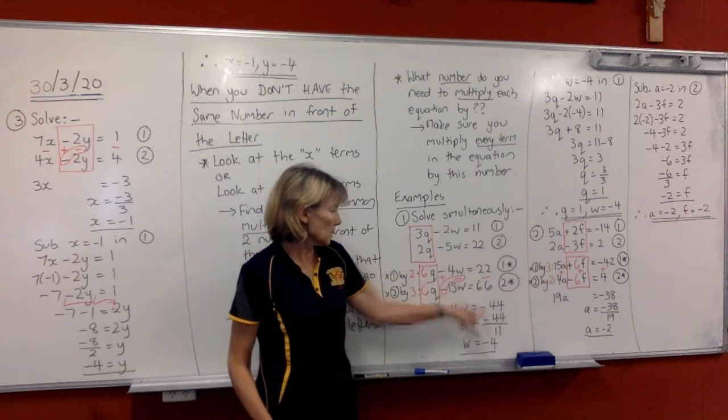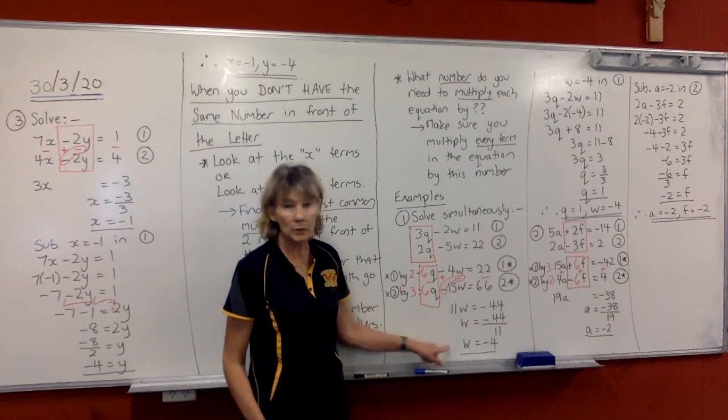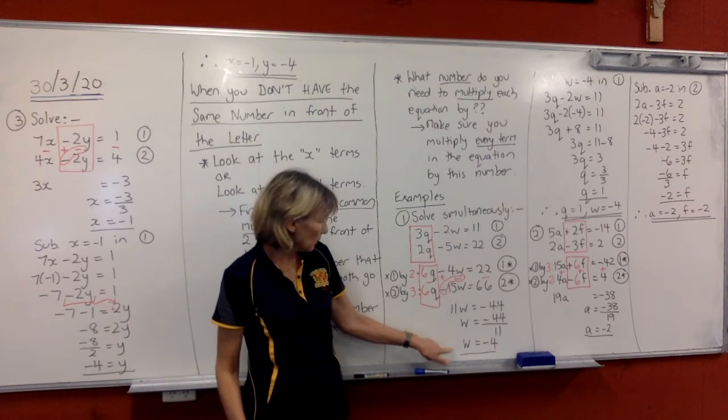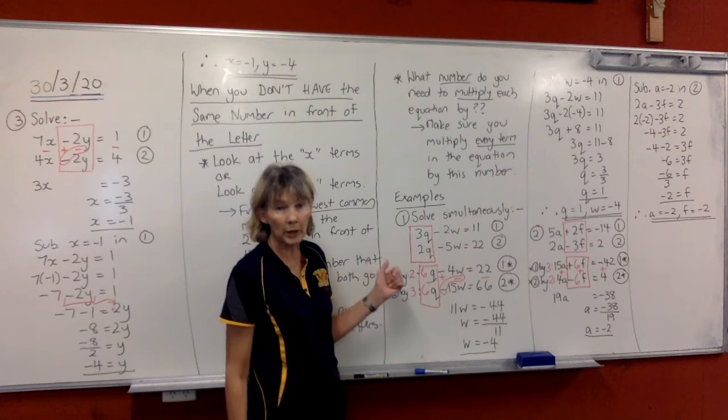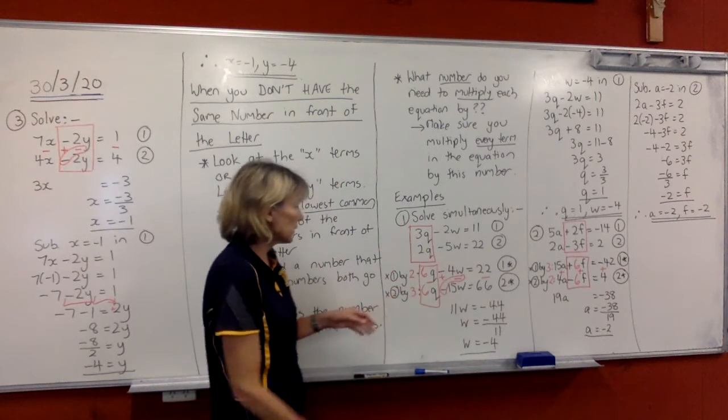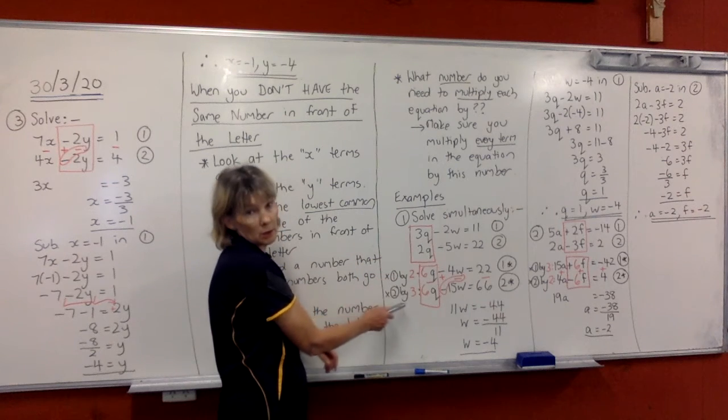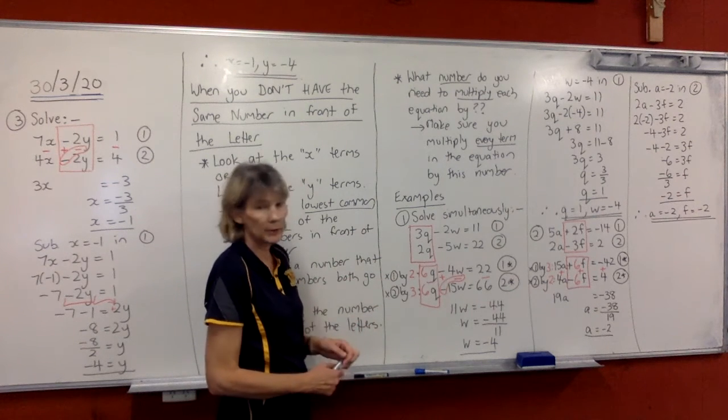22 minus 66 is minus 44. Then continue and solve it till the end. So we've got w equals minus 4. Same thing. Choose which equation you want to go into. In this one, we could go into any of these 4 equations. They're all okay to go into.